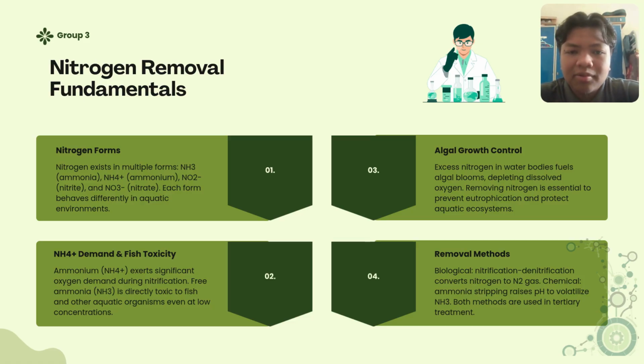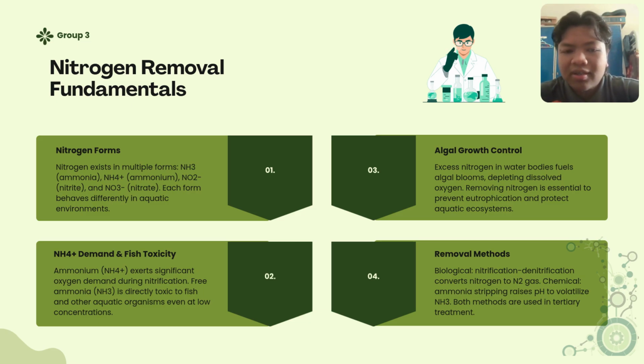Among these, ammonium, which is NH4+, creates a high oxygen demand during the nitrification process. This means more dissolved oxygen is consumed during treatment. At the same time, free ammonia, or NH3, is toxic to fish and other aquatic organisms, even at low concentration. Besides that, excessive nitrogen in water bodies can stimulate rapid algae growth, also known as algal bloom. This condition reduces dissolved oxygen in water and may lead to eutrophication, which can harm aquatic ecosystems.